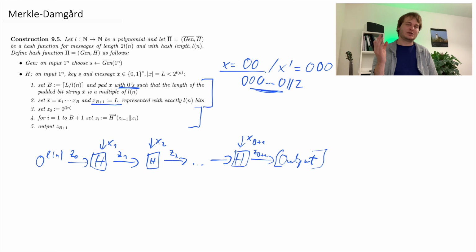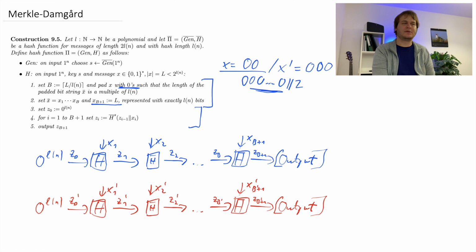So we always hash the previous block hash and the next block. And for the first block, we just say we hash just zeros together with the first block. But then for the second block, we take the output of that and hash it together with the next block. Then after we've added all of the blocks into this, we get the output, which is the output of the last hash function in this chain.